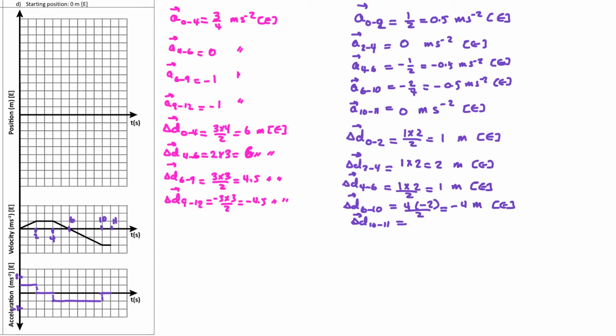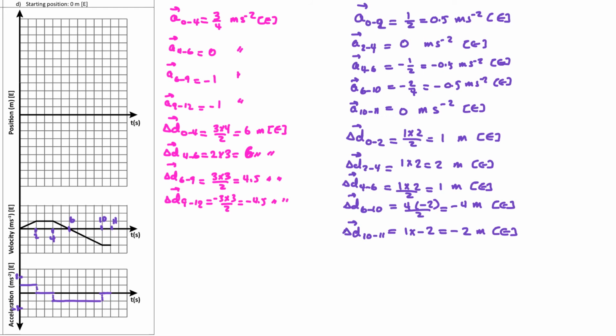And finally, I'm just going to change the spacing here. I think they're just too close and also a little bit tilted. It's not straight down. This is 10 to 11. We got a rectangle. Base is 1, height is negative 2, and that's a total of negative 2 meters in the east direction.